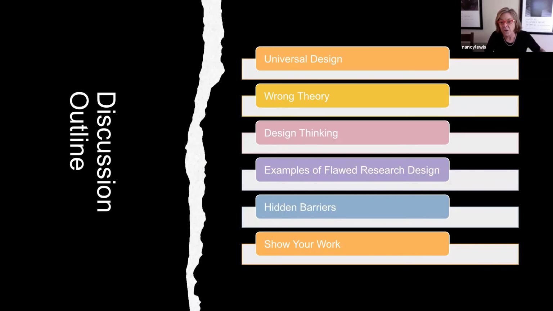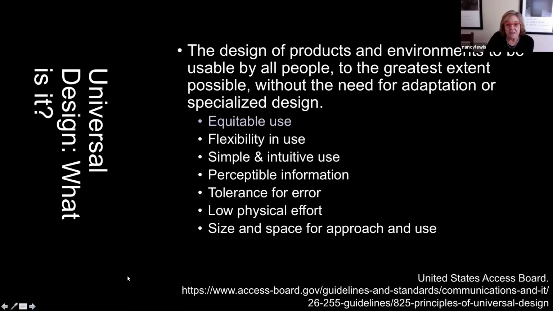So today we'll be talking about a few design methodologies that can really help improve your problem solving and your research planning. We'll talk about universal design. We'll talk about wrong theory and design thinking. We'll show some examples of what we're calling flawed research design, and then really dig into what the hidden barriers are that actually lead to these flawed designs. And then we'll have a little bit of hands-on time for you to use some of these problem-solving methodologies that we'll talk about to apply to your work. So with this, I'll turn it over to Heather.